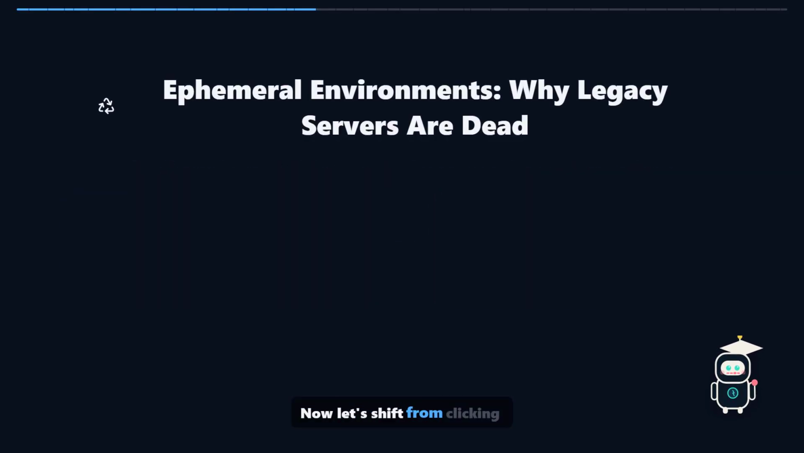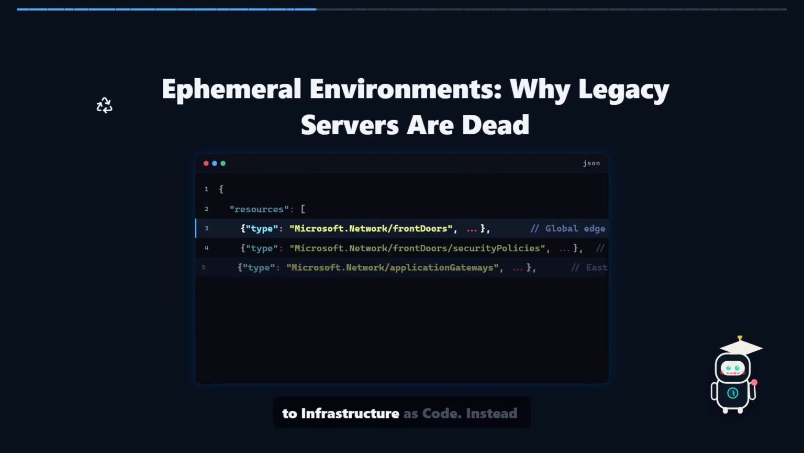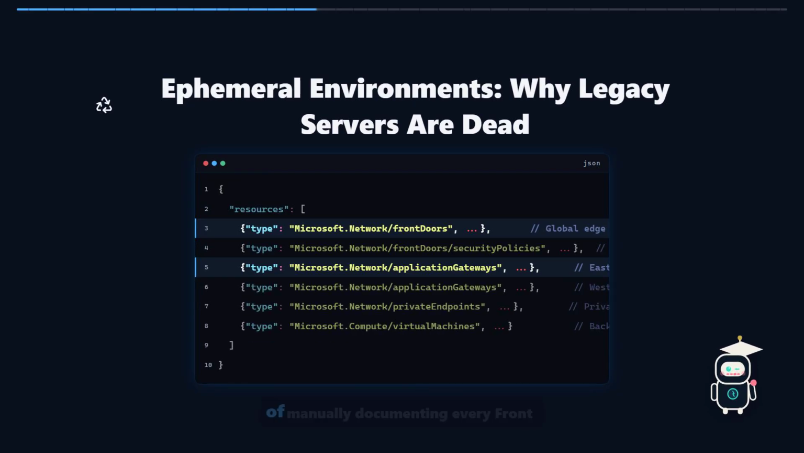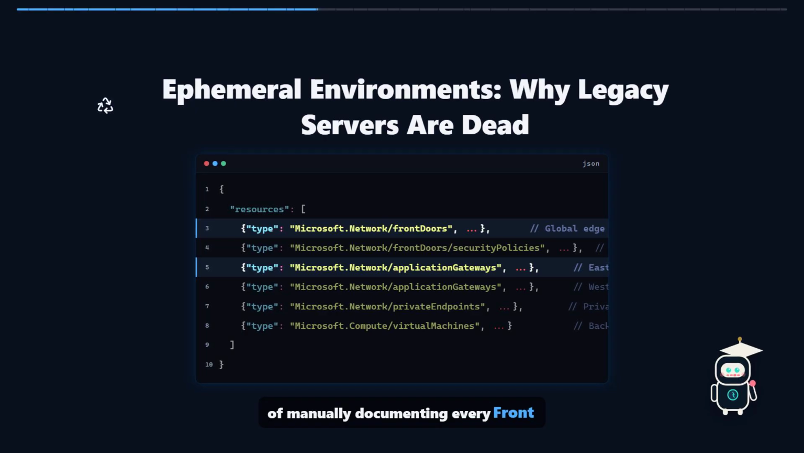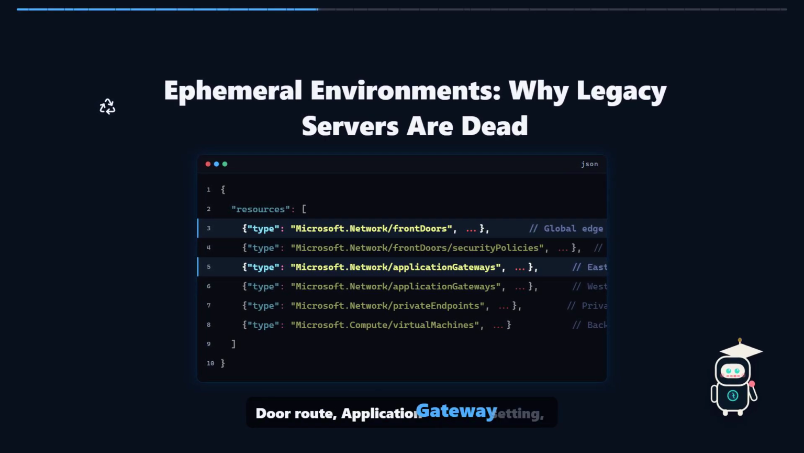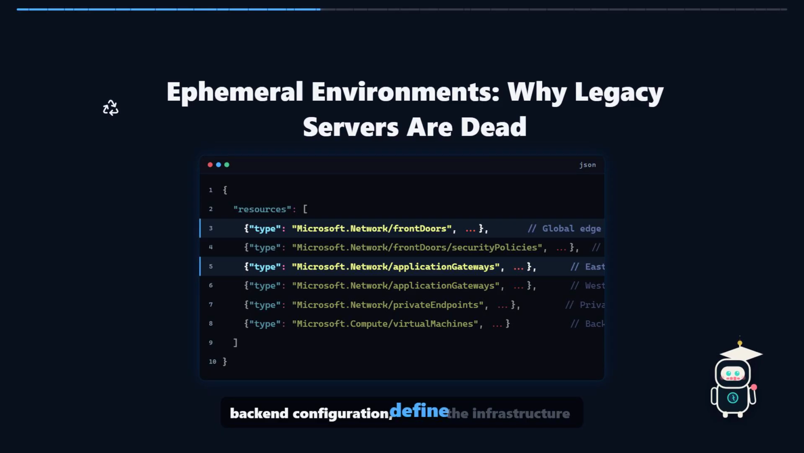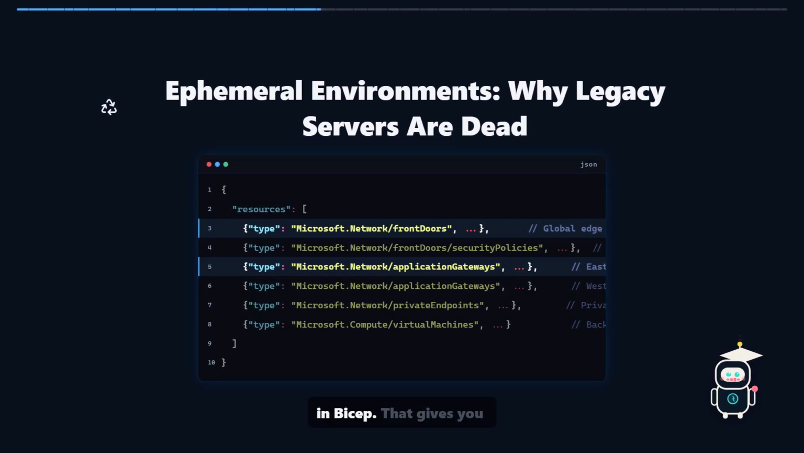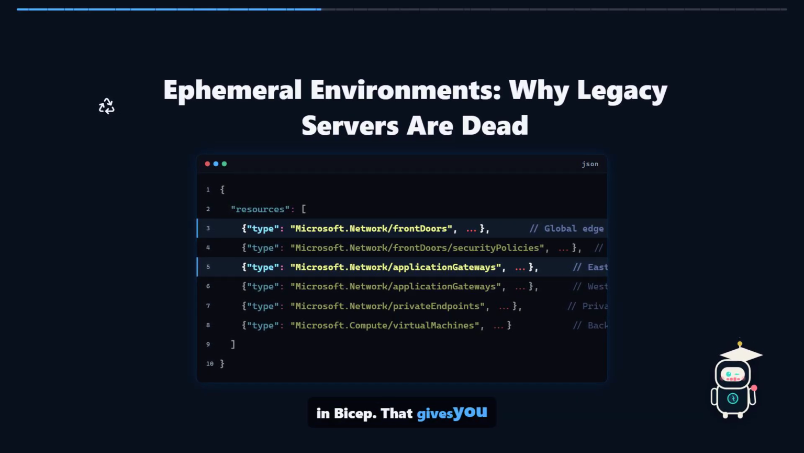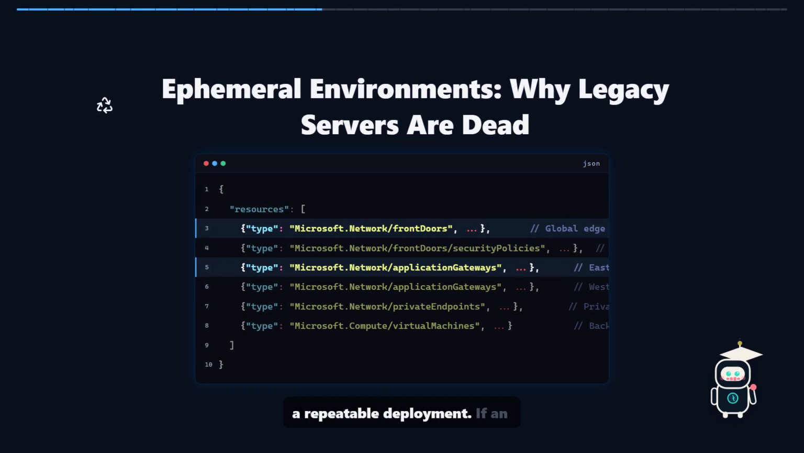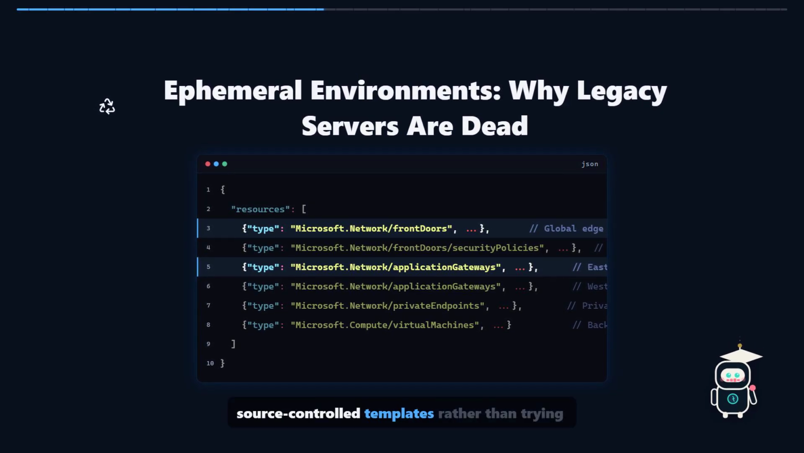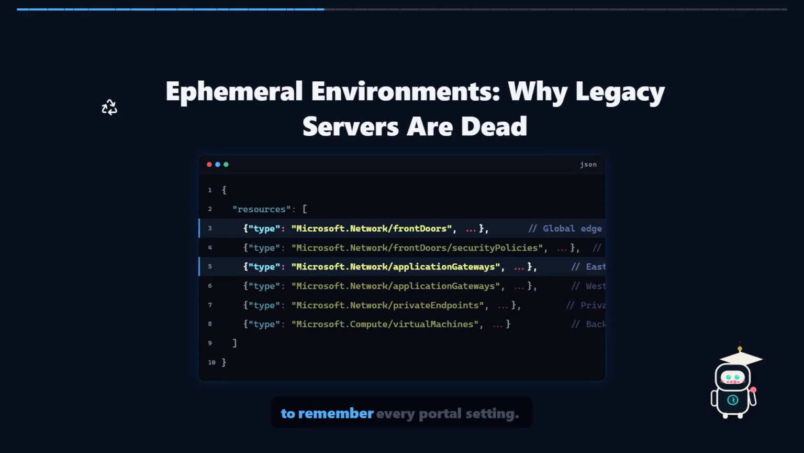Now let's shift from clicking to infrastructure as code. Instead of manually documenting every front door route, application gateway setting, WAF policy, health probe, and backend configuration, define the infrastructure in Bicep. That gives you a repeatable deployment. If an environment needs to be rebuilt, you deploy from the same source-controlled templates rather than trying to remember every portal setting.